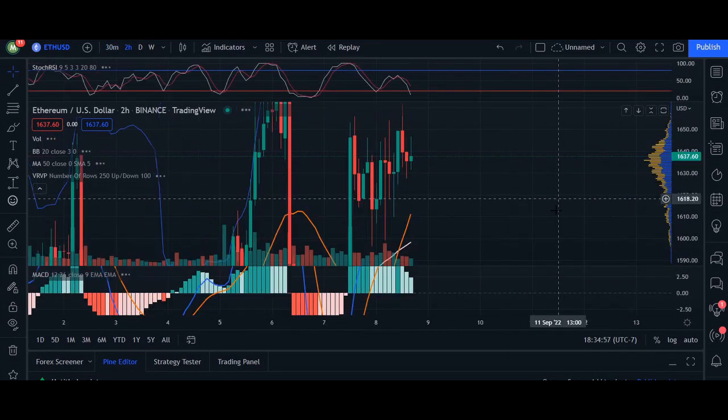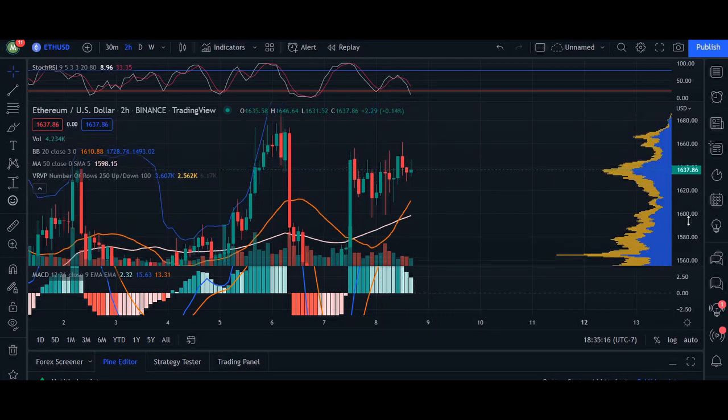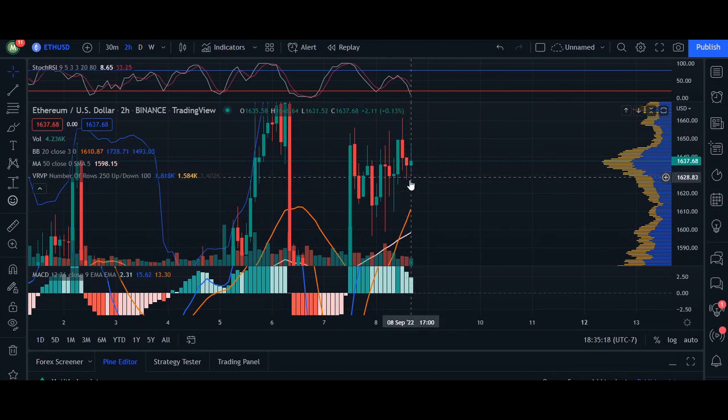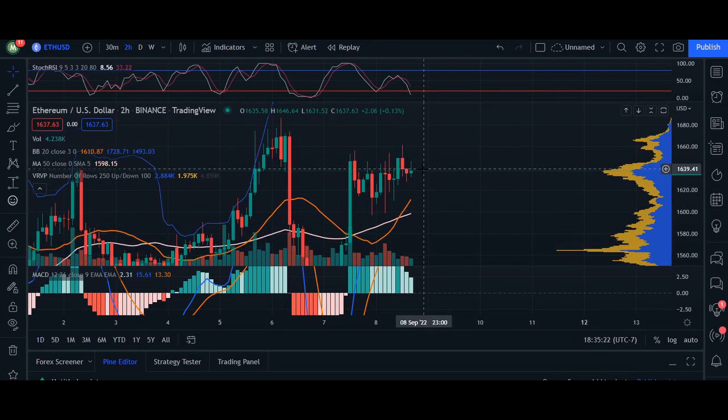Heading over to our 2-hour chart here, at the very bottom notice the longer wicks compared to the wicks at the very top here, meaning that the bears are taking control as soon as we have this uptrend. We see an uptrend, we have a pullback, uptrend, pullback, uptrend, and now we're currently in this pullback. As the price is coming down, we can see again huge areas of selling pressure as the price is going to continue to come down.